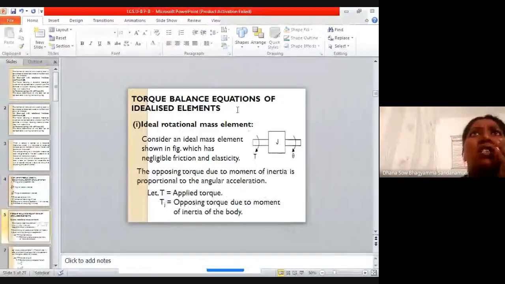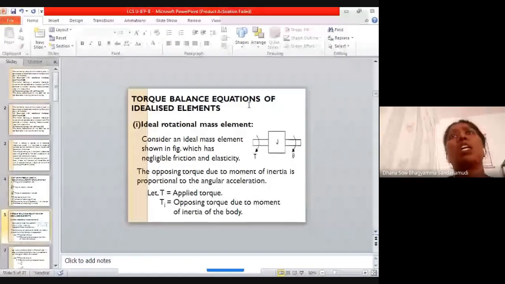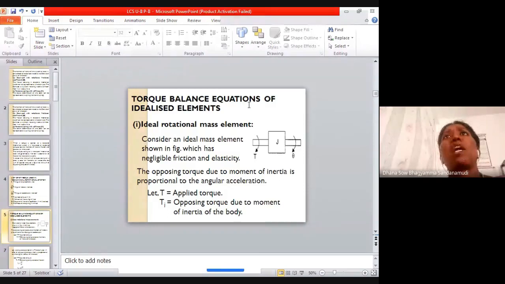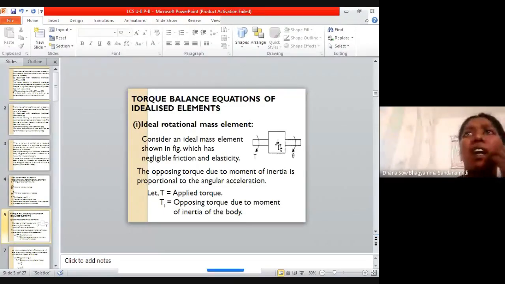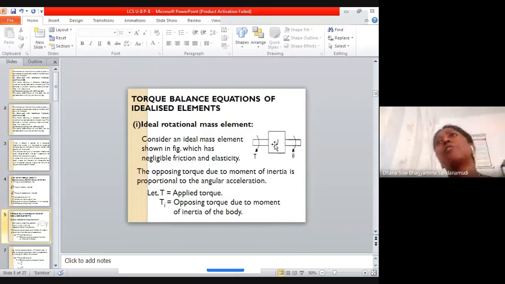Torque balance equations of the idealized elements, similar to your mechanical translational system. In this case also we are going to discuss the torque balance equations of the idealized elements. So let us consider an ideal rotational mass element. Here we are going to consider the moment of inertia J of the mass. In the mechanical translational system, we used to write the mass M. Here, in the case of a rotational mechanical system, you will write J.